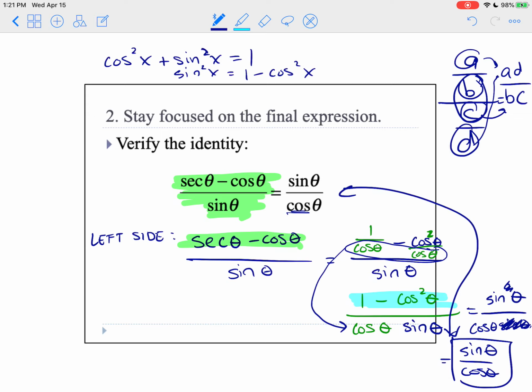Okay, in the next video, we're going to do a few more examples, and we're going to make sure that we use some of the other techniques that we talked about, like converting everything into sines and cosines, working on both sides at the same time, and using conjugates.